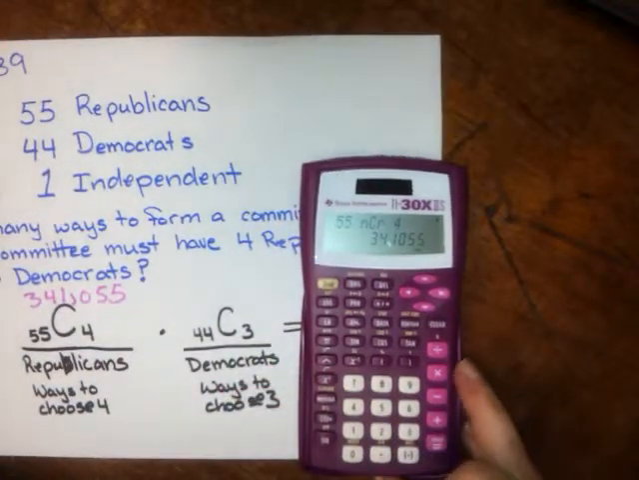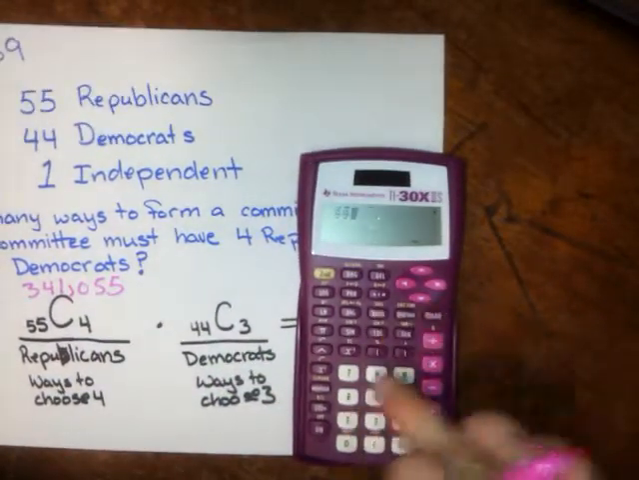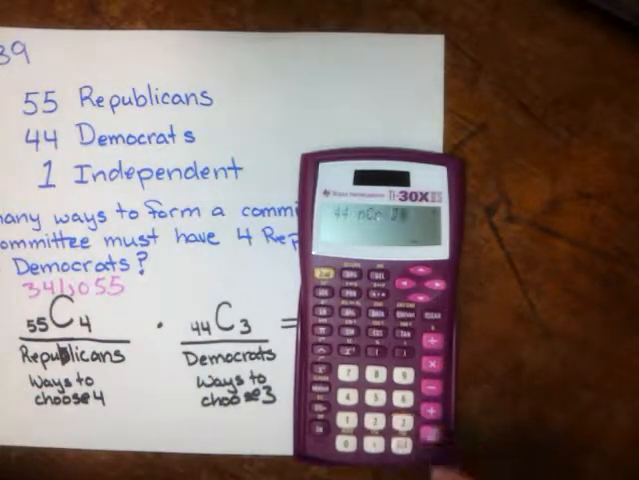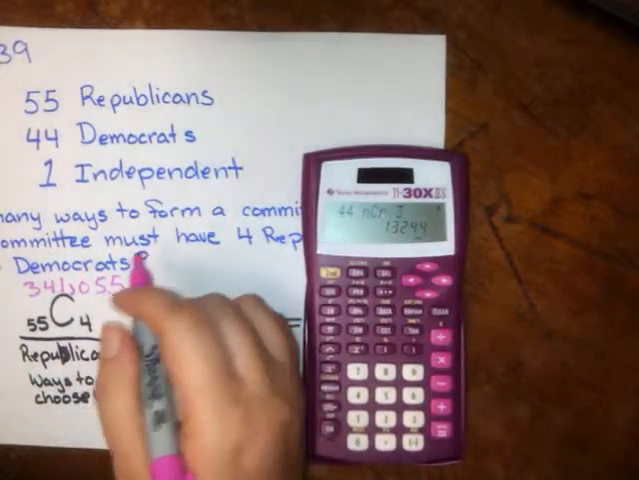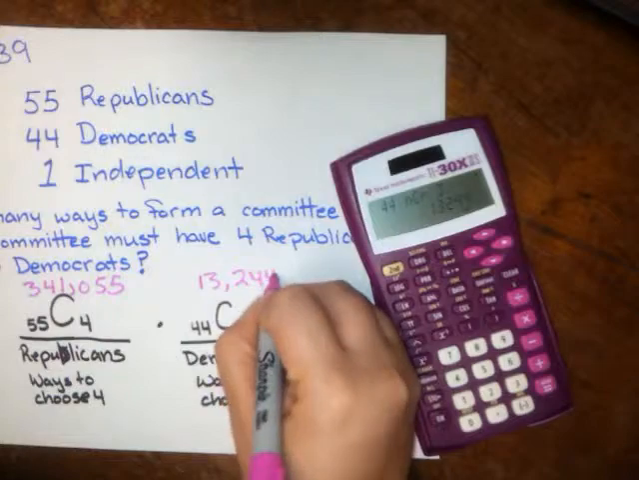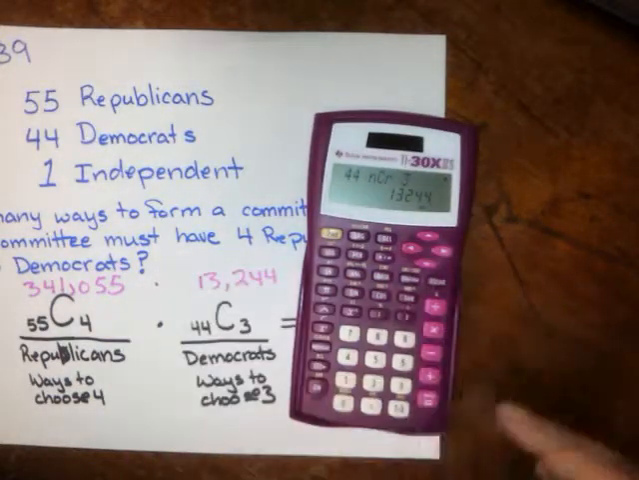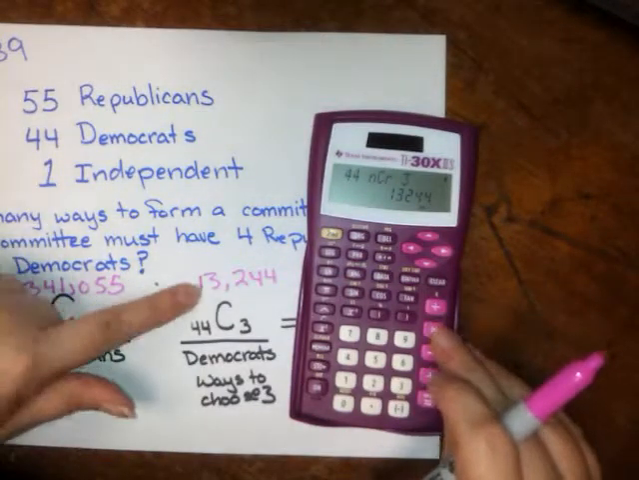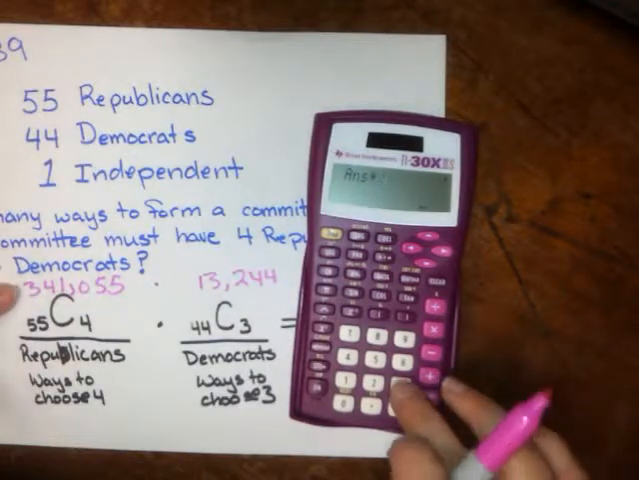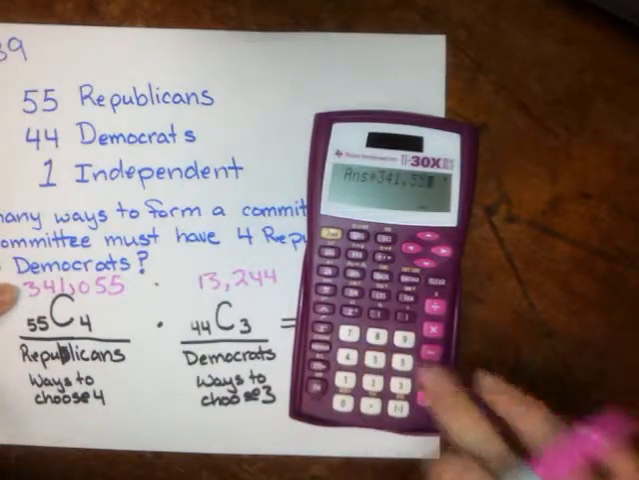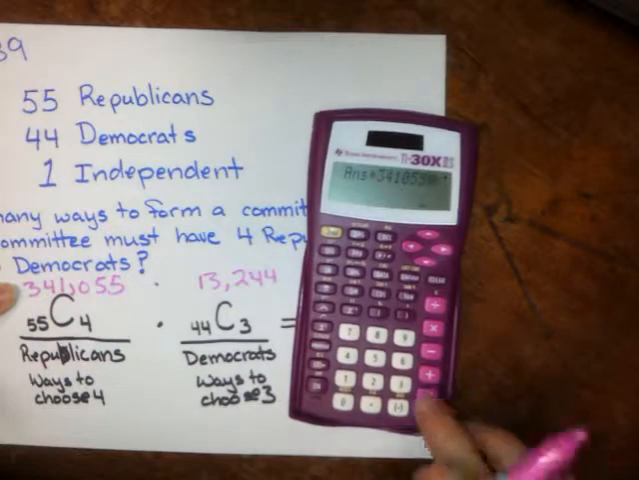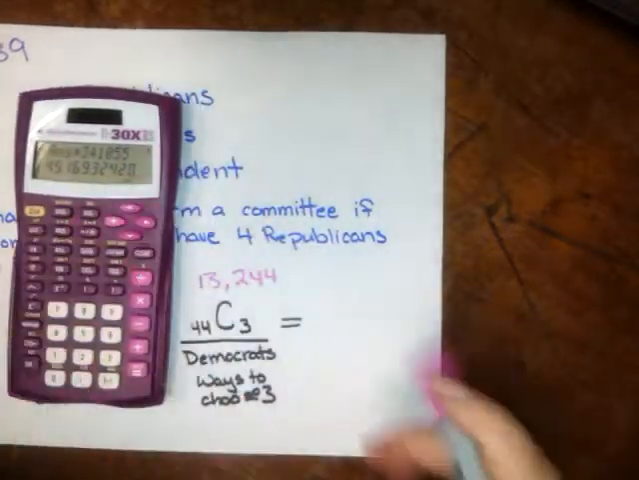And now we need to do 44, probability, nCr, 3, and we get 13,244. Multiply those two things together and we will get our answer. So we have the 13,244 times 341,055. Oops, it would help if I actually hit a 0. And we get a massive number.